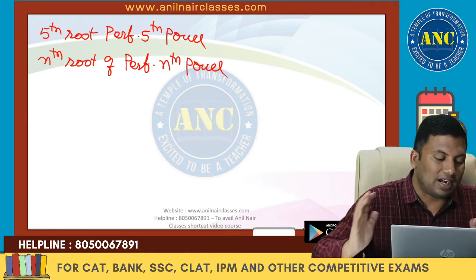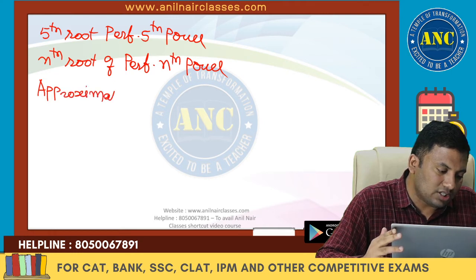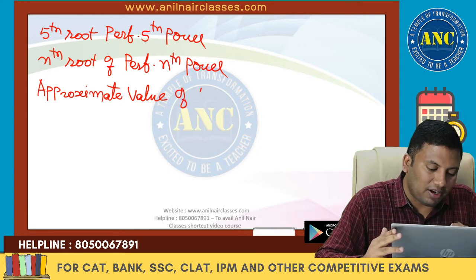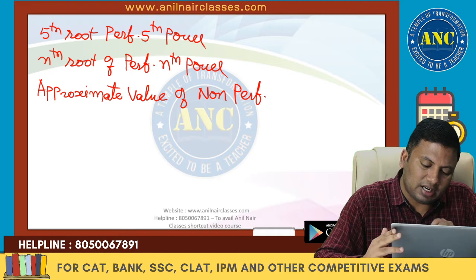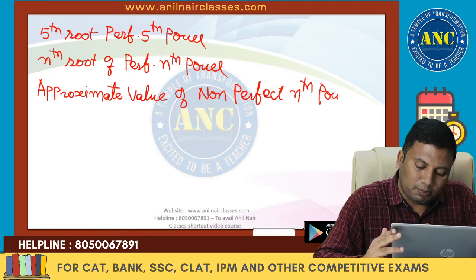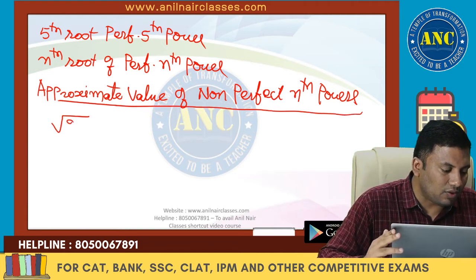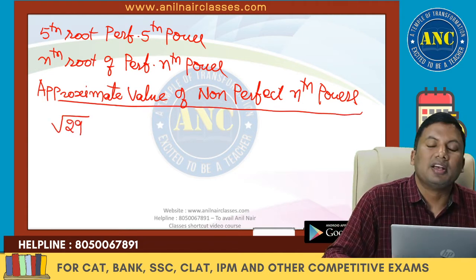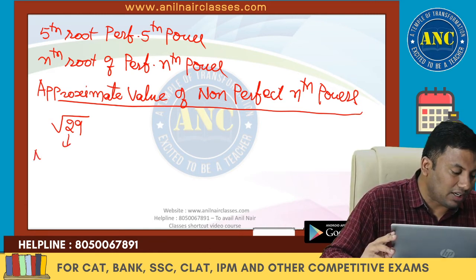Now in this class we are going to discuss the approximate value of non-perfect nth powers. Extremely interesting logic. Non-perfect nth powers, what does that mean? That means how to find the square root of 29. Square root of 29, definitely it is a non-perfect square.